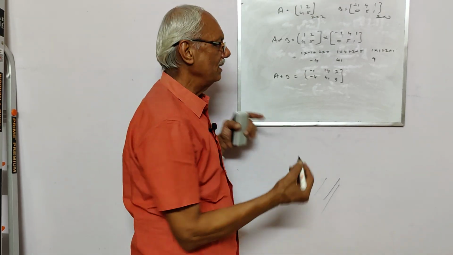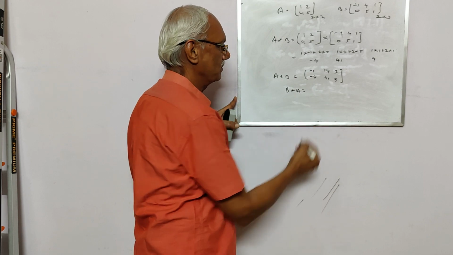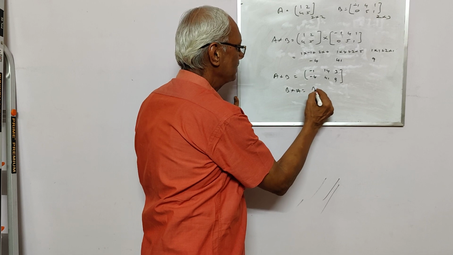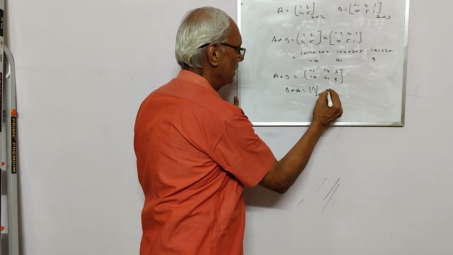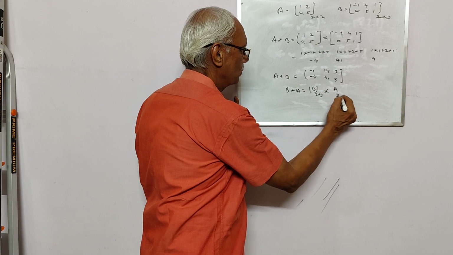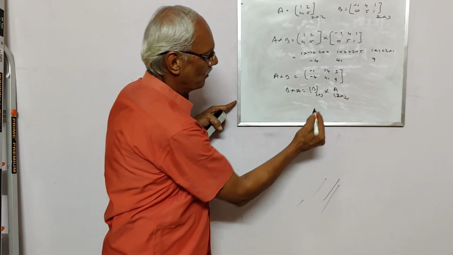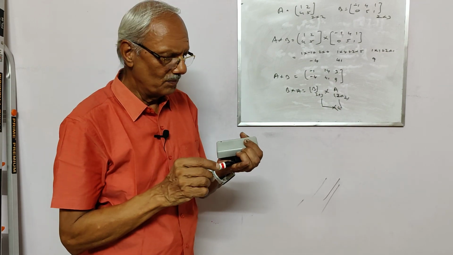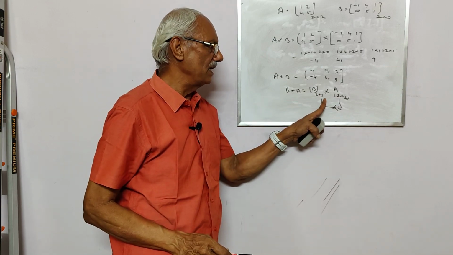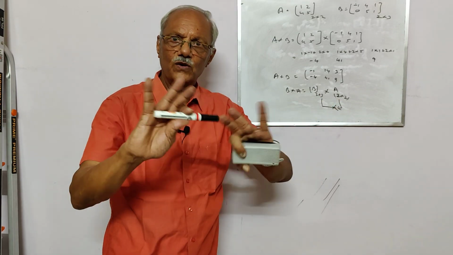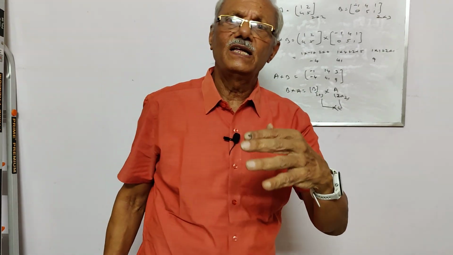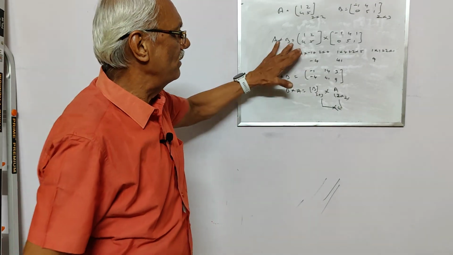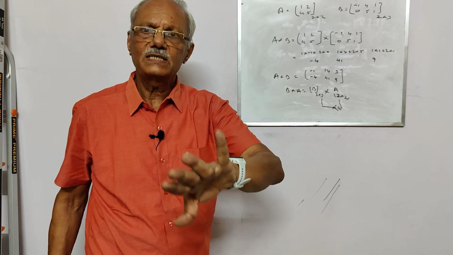Now you tell me whether B cross A is possible. B cross A, if you take, B is 2 cross 3 multiplied by 2 cross 2. Now you see that the number of columns here and the number of rows there are not equal. The number of columns here is 3, the number of rows is 2, so they cannot be multiplied. So it is possible only when the number of columns in the first matrix is equal to the number of rows in the second matrix. Now I have taught you how the multiplication is carried out.